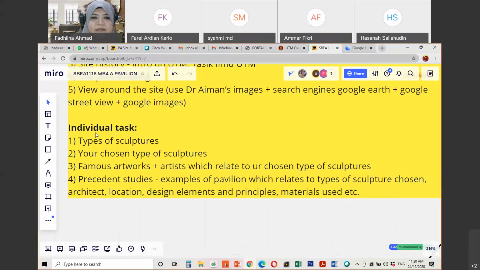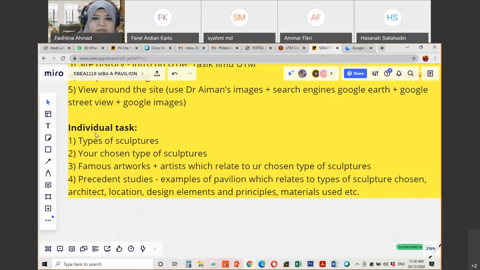Okay, and then from the types of sculptures, you need to know what is the famous artworks related to that sculptures, and then the artist who did this. Okay, because this one can be used in your pavilion design. Okay, katalah you ada a sculpture which is very famous, and then you want to display that sculpture in this Lake UTM. Okay, so you want to bring the artwork to Lake UTM Lake, right?